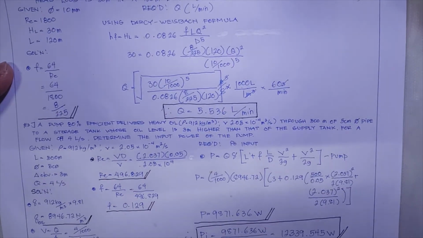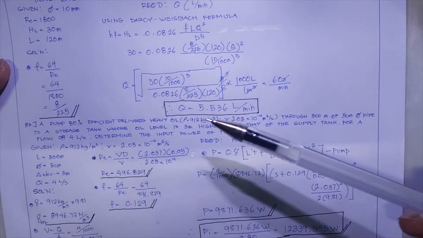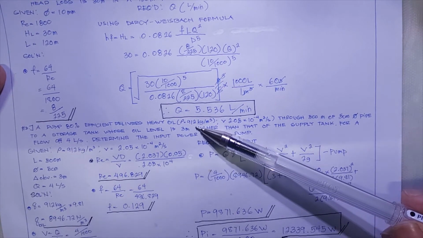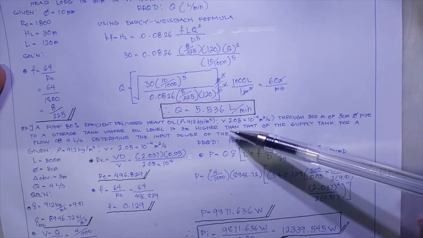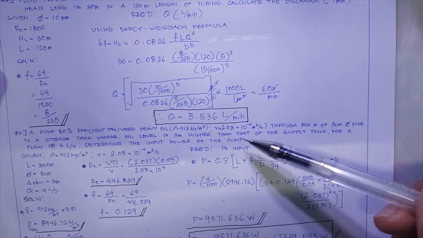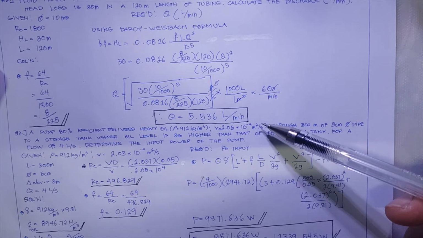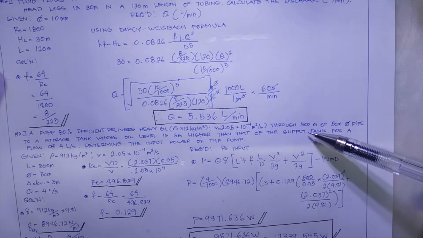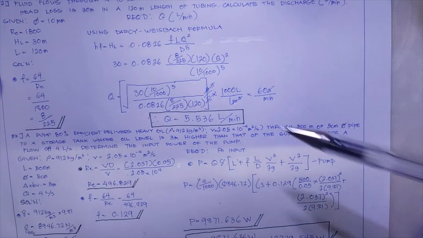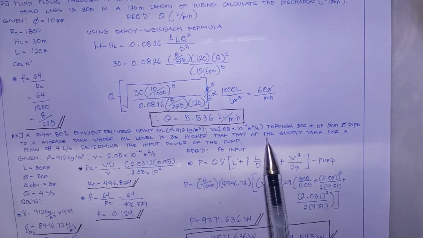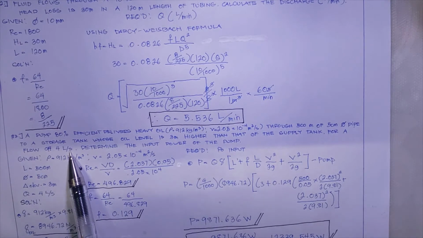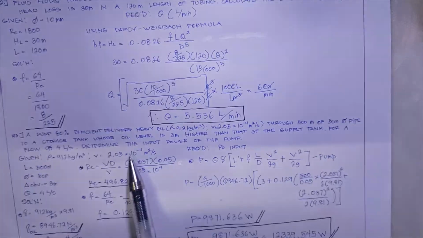Then number 3. A pump of 80% efficiency delivers heavy oil which has a density of 912 kilograms per cubic meter, and a kinematic viscosity equal to 2.05 times 10 raised to 4 meters squared per second, through 500 meters of 5 centimeter diameter pipe to a storage tank whose oil level is 3 meters higher than that of the supply tank, for a flow of 4 liters per second. Determine the input power of the pump.